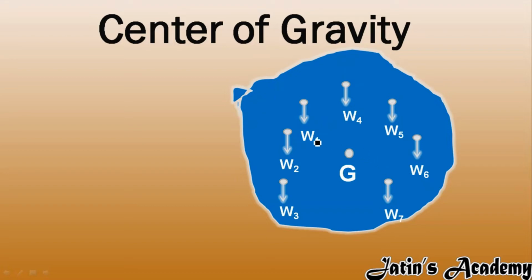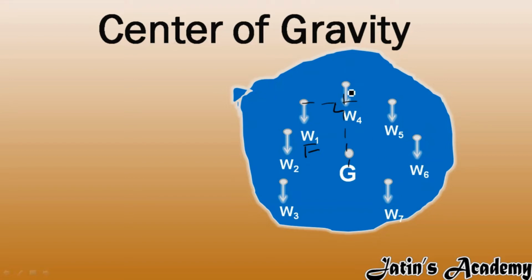Now carefully see, these W1, W2, W3 are creating some moment of force. This is a force, and this is, for example, a perpendicular distance. So force into perpendicular distance creates some moment of force. Now carefully see and tell me, are W1, W2, W3 creating clockwise moment or anti-clockwise moment? It is creating anti-clockwise moment. And W5, W6, W7 are creating clockwise moment.